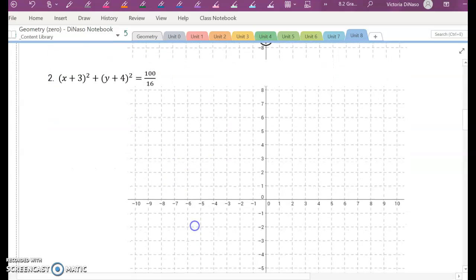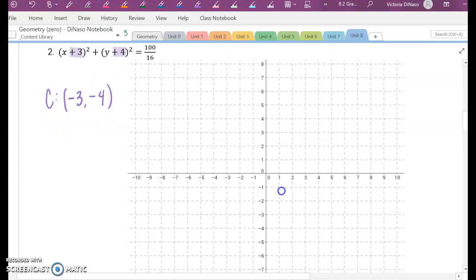All right, next one. For number 2, what we're going to do is pick out the center first. We have (x + 3)² + (y + 4)² = 100/16. I'm going to figure out what the center is first by flipping the numbers inside of the parentheses. So this is really going to be (-3, -4), and we're going to plot that right here.